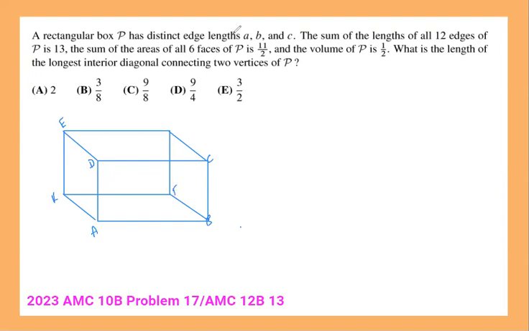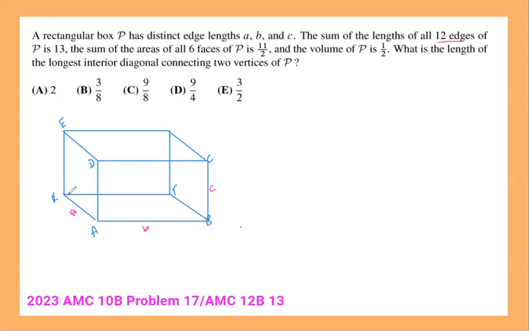Okay, so the question says the three different edges are given A, B, C. So let's say this is A, this is B, and this is C, which doesn't really matter which one you label because at the end it will not change it. Okay, so the sum of the lengths of the 12 edges is given as 13.